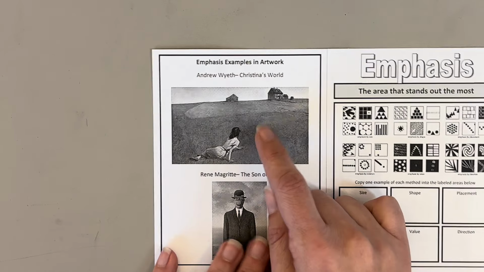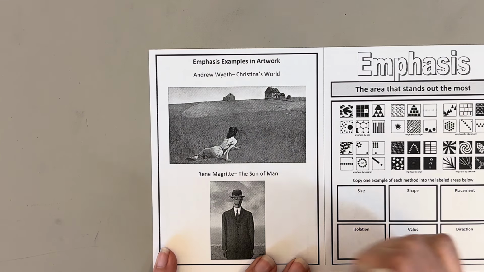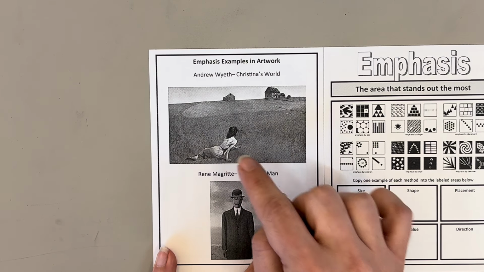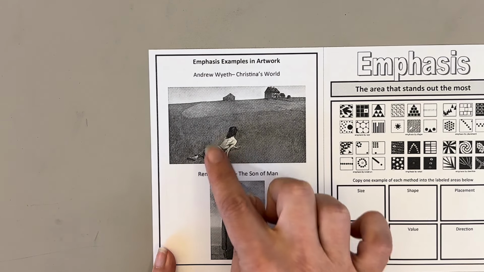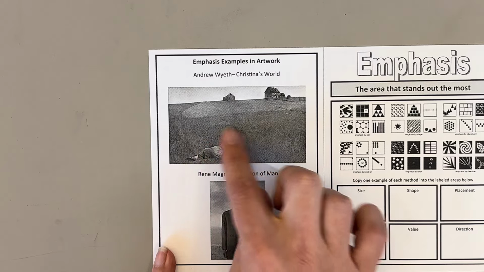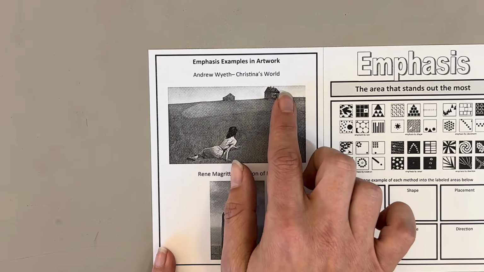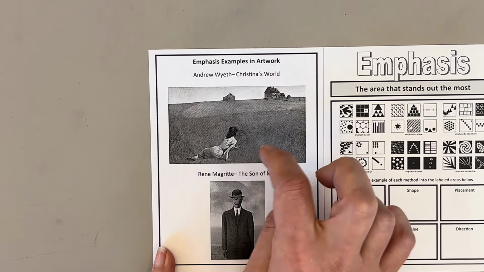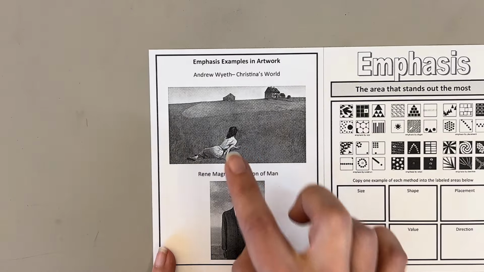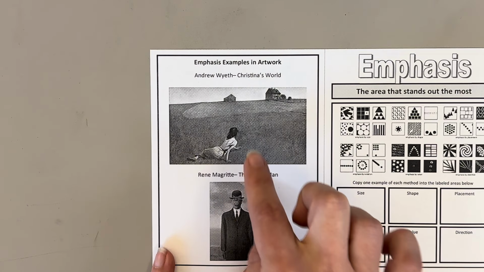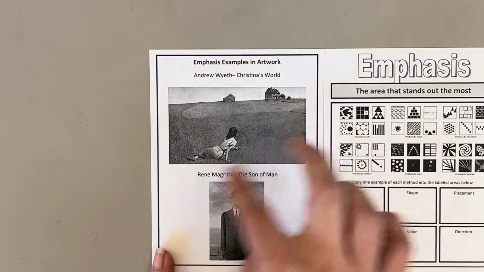Now, these are some great examples of emphasis in artwork, and for this first one, you can see it's called Christina's World, and she is just all the way down here at the bottom, and that separation from the rest of the space in the artwork here shows that this is the emphasis. This is what the artist wants you to look at because it's an isolated part of the piece.